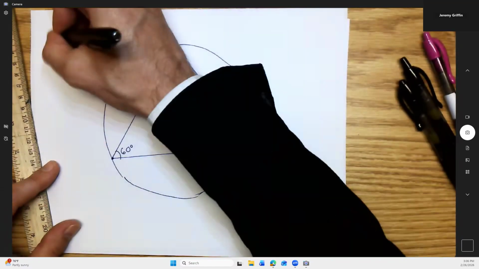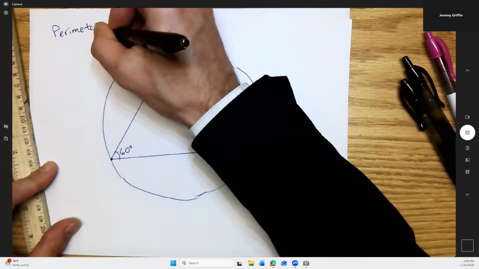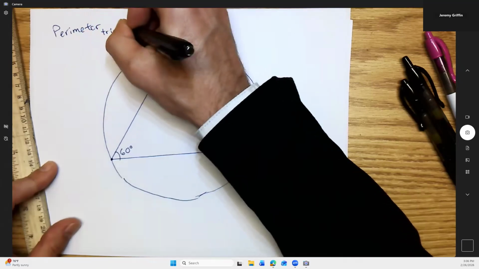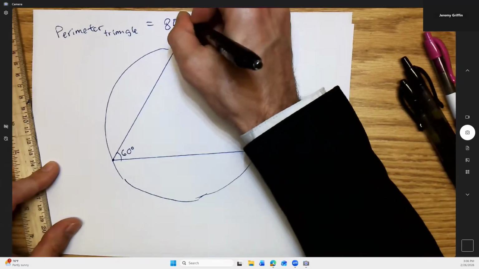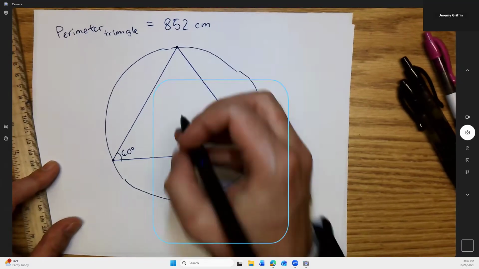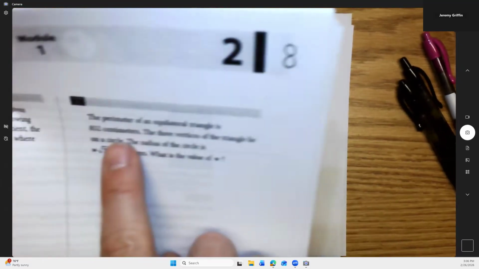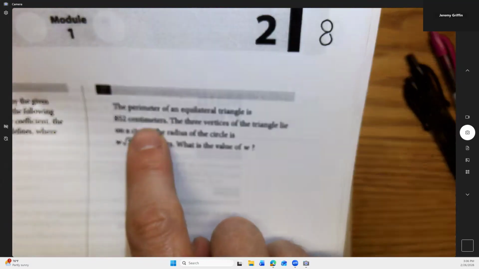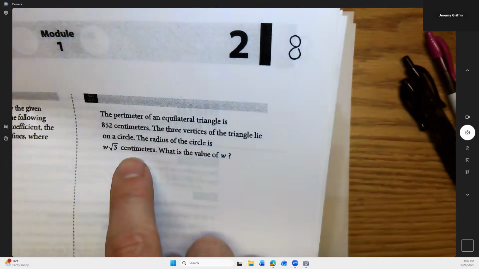They told us the perimeter of the triangle is 852 centimeters. They said the radius of the circle... When did they tell us that? Right here. Okay. 852. So we got 852 centimeters. And the radius is w root 3 centimeters.